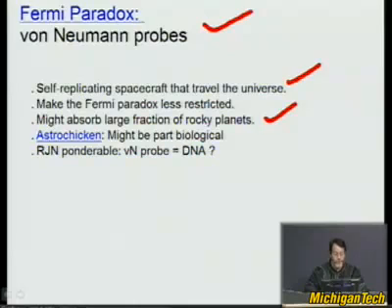So another update of this is maybe they're partly biological, and this was coined by Freeman Dyson as the Astro Chicken Project. So here's a ponderable for you. Maybe DNA is some sort of von Neumann probe, and you don't have to build the whole probe, you just have to build the building blocks and it will build itself in some ways. Maybe.